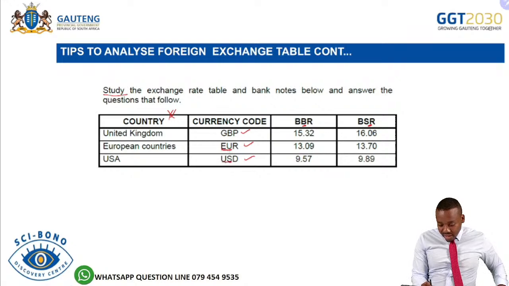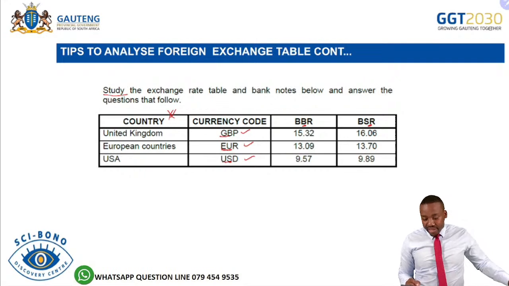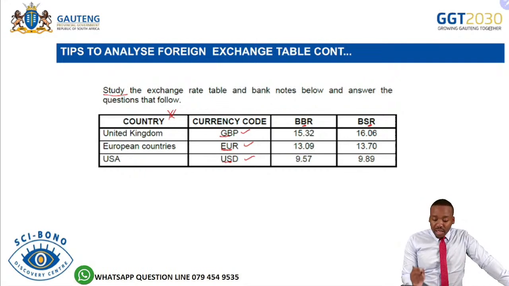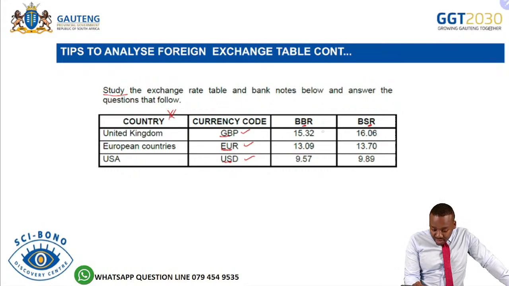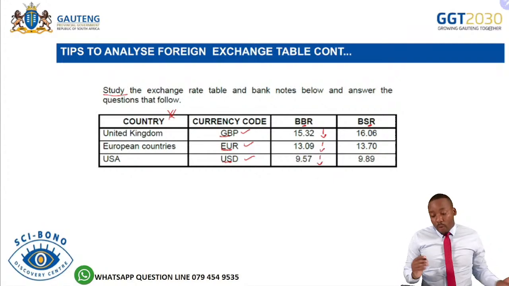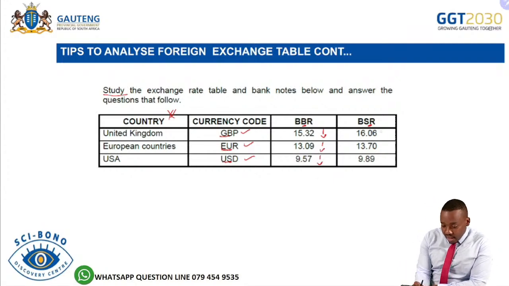And then United States dollar, greater than British pound. Check again here. Remember we said according to that tip, now we are checking what? The BBR, this side it is 1532, and then a European euro it is 1309, and then US dollar it is what, 1957. When you check BSR, it is higher than BBR.